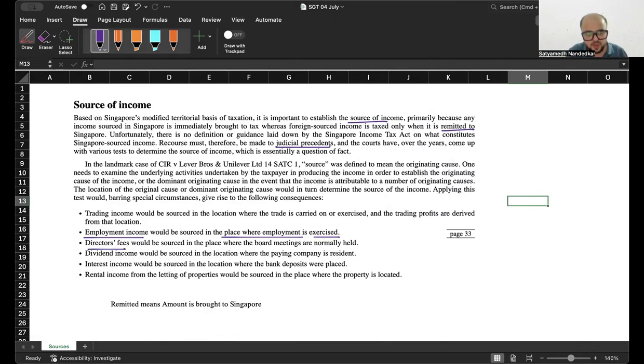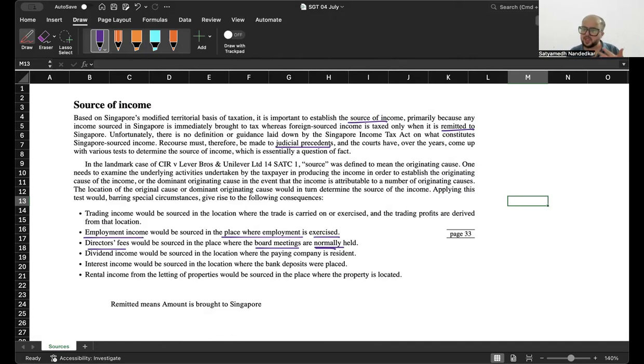Directors' fees would be sourced in the place where board meetings are normally held. Now, see, the word normally is critical. In some of the CA firms that I have worked with in the beginning, they would have their regular meetings in their office, but for their annual meeting, where they would discuss the strategy for the next year and all of that, they would book some resort where they won't necessarily be disturbed. And in that resort, they would discuss the plan for the next year.